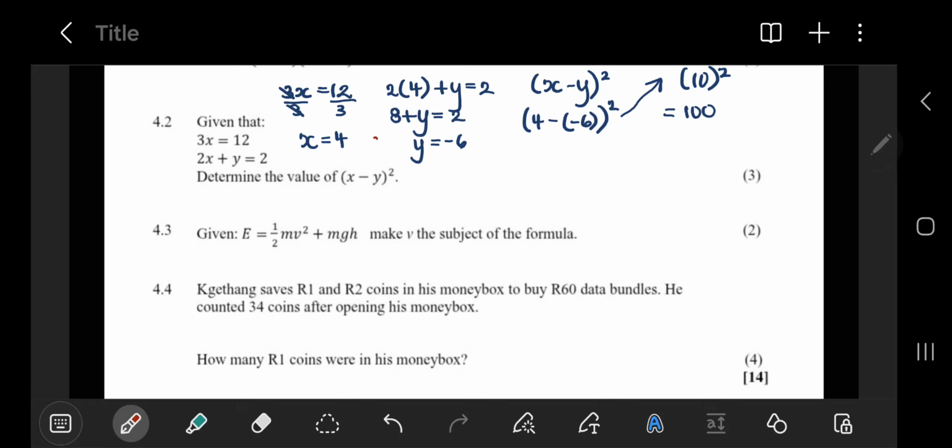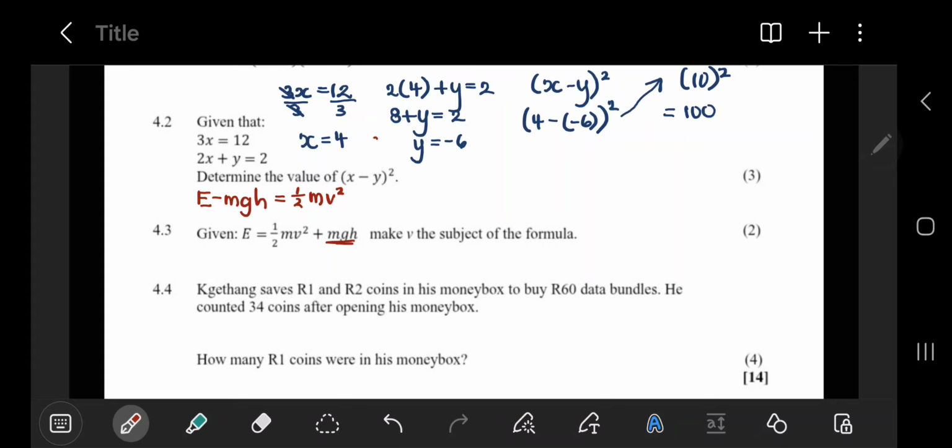What we need though is to make v the subject. So what does it mean to make something the subject of the formula? It means to get that value or that letter alone on one side. So we want to get v alone on one side. Now, since v is on the right hand side, we can keep it there. So to start off, I'm going to take this term, mgh, over to the left. Since it is positive on the right, when we take it over to the left, it becomes negative. So we've got negative mgh. That is equal to a half m v squared.